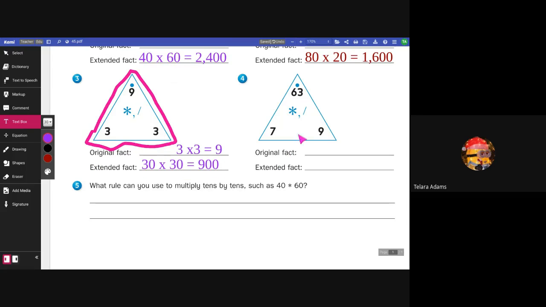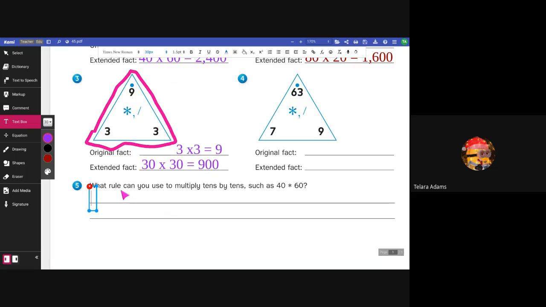I'm pretty sure that you can handle number 4 on your own. So at this time, I want you to write the original fact for number 4 in this triangle. What times what equals the product. And then I want you to write the extended fact, just like we did in the previous examples. Once you finish, let's mosey on down to number 5. Let me say again, you complete number 4 on your own. Pause the video if you need to for some think time. When you come back, let's rock and roll to number 5.